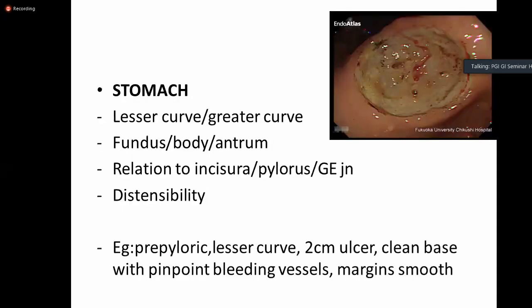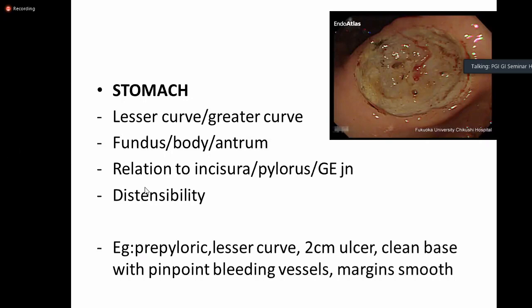Then in stomach, you report it with reference to, is the lesion along the lesser curvature or the greater curvature? Is it in the fundus, body, or antrum? And particularly in relation to the incisura, because that is a very clearly defined mark, and a lot of lesions will occur around that area. Pyloric opening is well defined, and same as gastroesophageal junction. So gastric lesions are reported in that context.